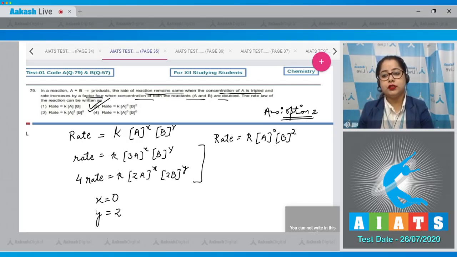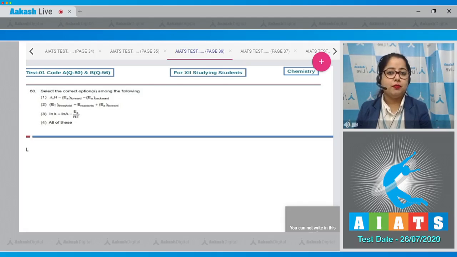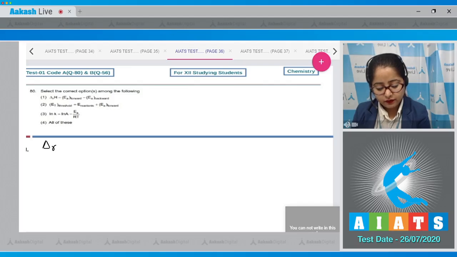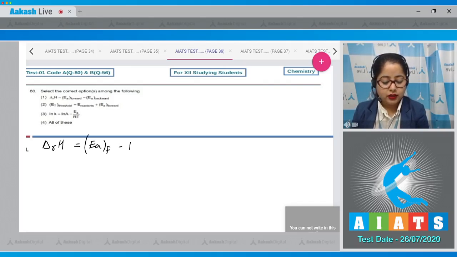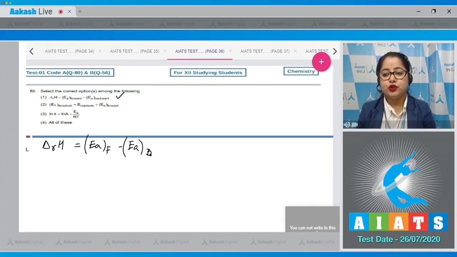Moving to next question, students, which is question number 80. Let's read the question. Select the correct options among the following. Students, in this question, we are given certain formulas and we have to identify which is a correct one. So let's see, number 1, it's given as enthalpy of reaction. Students, enthalpy of reaction is equal to activation energy for forward reaction minus activation energy for backward reaction. This is the correct option.